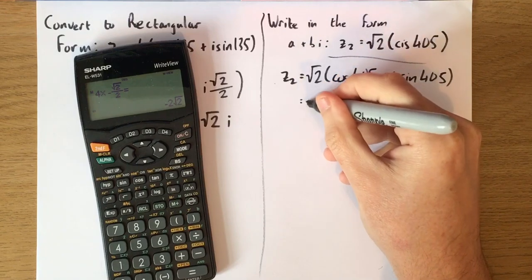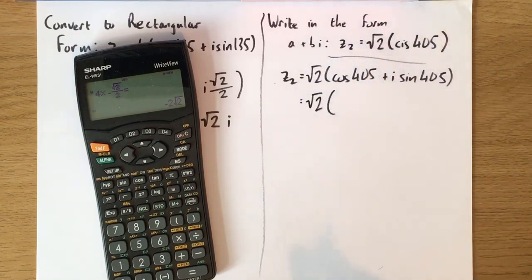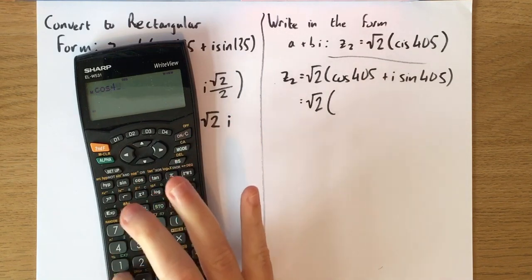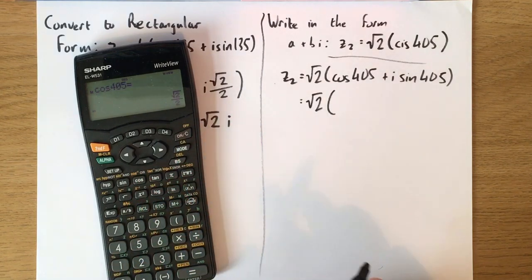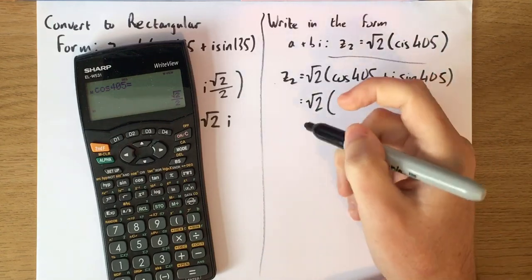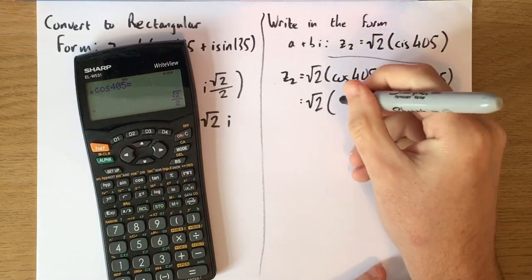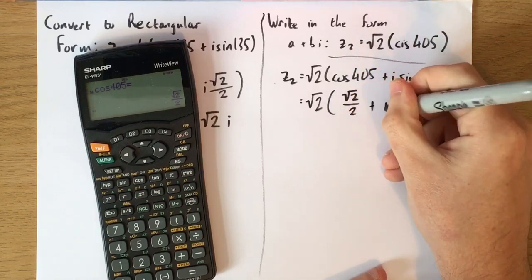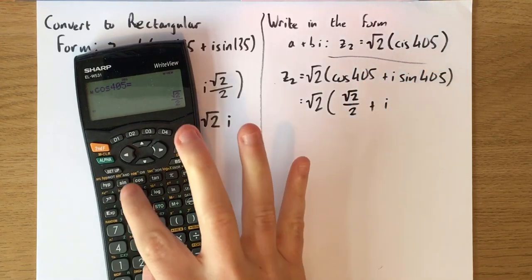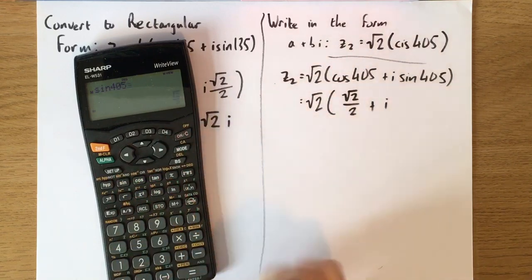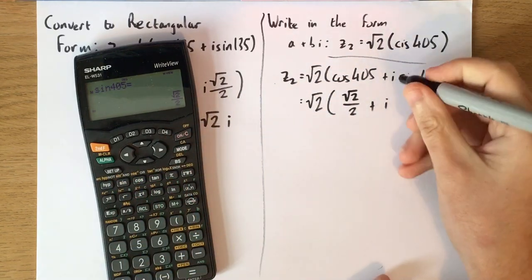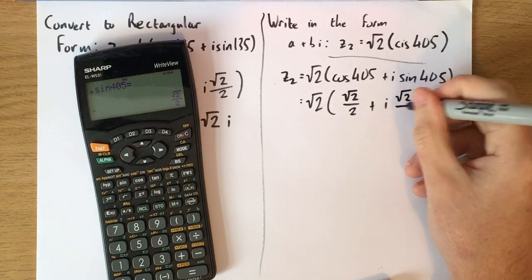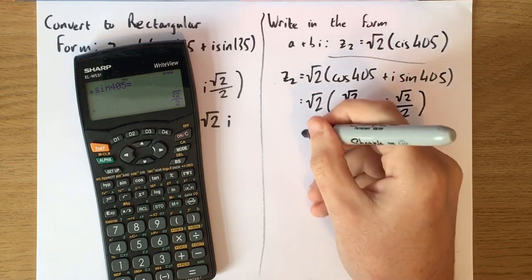So just evaluate it. So root 2 on the cos of 405, make sure you're in degrees mode. So cos 405 is equal to root 2 over 2. So again, the book's going to write that as 1 over root 2. It means the same thing. Plus i times the sine of 405, so root 2 over 2. So they picked two angles here where the cos and sine is the same. That's obviously not always going to be the case.